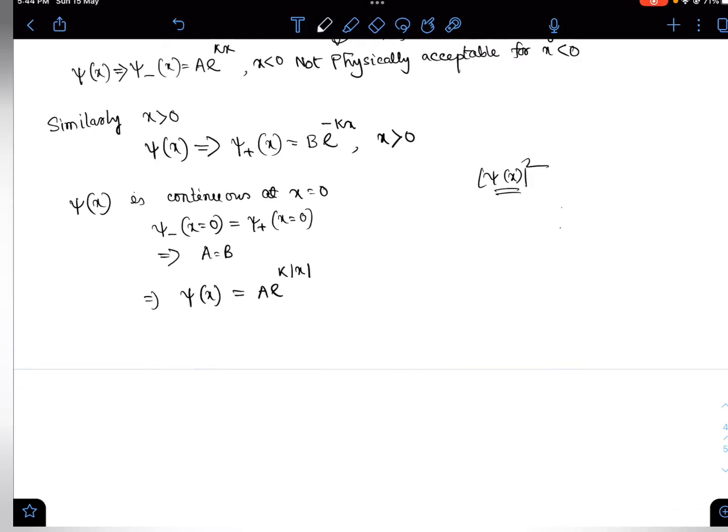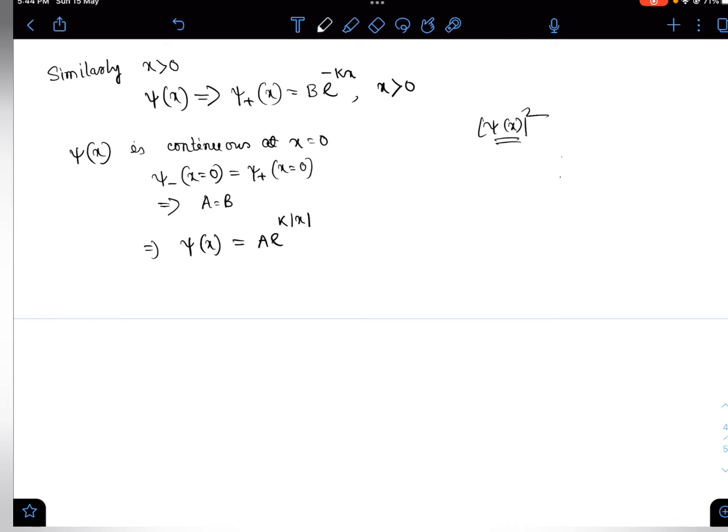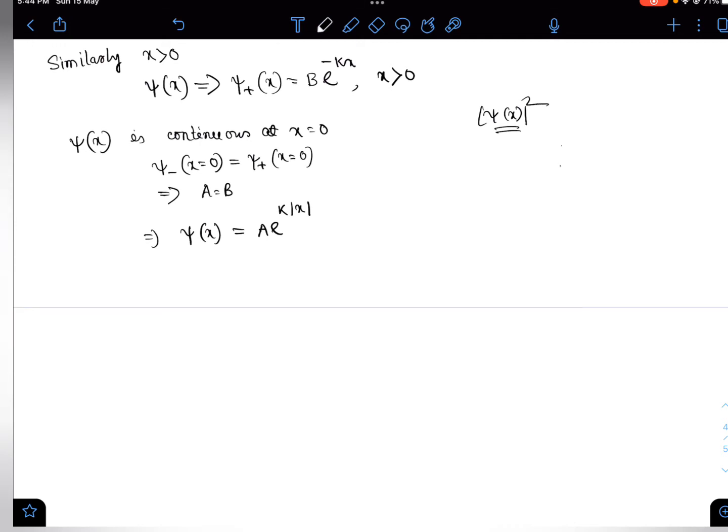And we also know that the first derivative of psi is continuous. So we know that in general it should be continuous, but is it true for delta potential? So let us find out. So we have our Schrödinger equation.